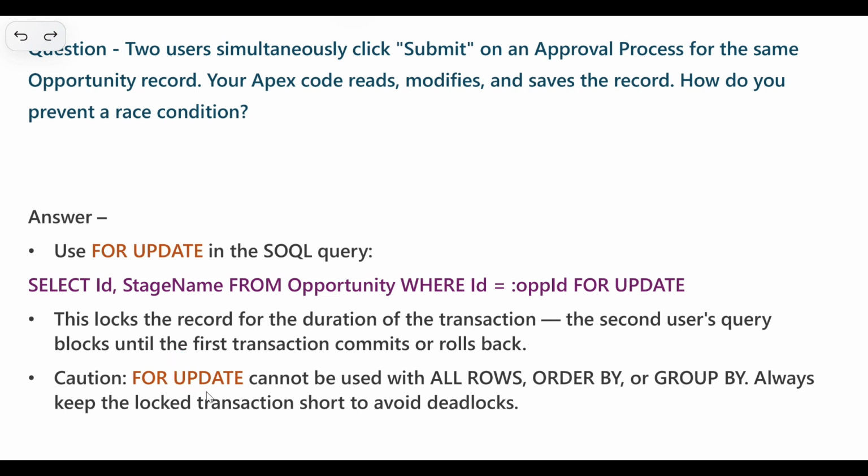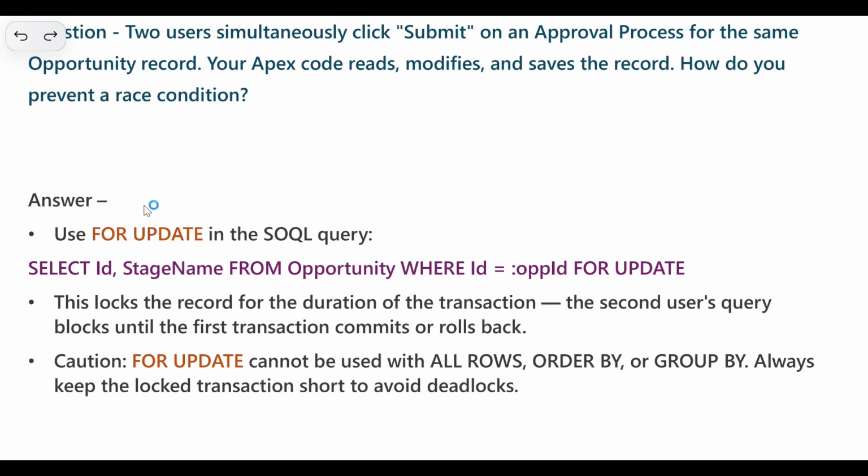One more thing to note here, FOR UPDATE cannot be used with ALL ROWS, ORDER BY, GROUP BY. Obviously, because ALL ROWS will give you the deleted ones and you cannot lock the deleted ones, right? And always keep the lock transaction short to avoid deadlocks, obviously. So it is good to know that there is one clause which is commonly used in the code and in the system to lock the records temporarily. So keep this in mind: FOR UPDATE.